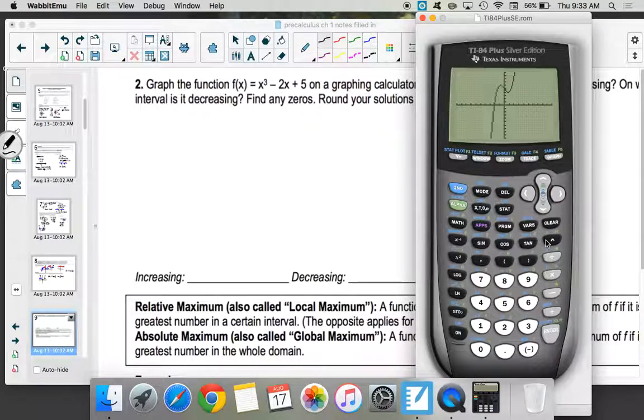All right, if your window is messed up, some of you have weird windows, do zoom 6 and it puts it on the standard -10 to 10 window. So -10 to 10 for x values and -10 to 10 for y values. Do we all see the same graph on your calculators? Hit the zoom button in the middle right here, and then just hit the number 6. Or you could go down to zoom standard. Zoom standard means the standard 10 by 10 window.